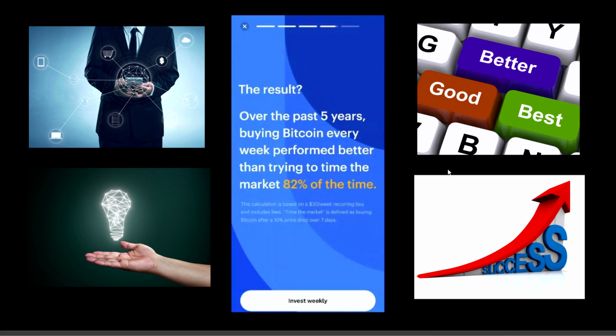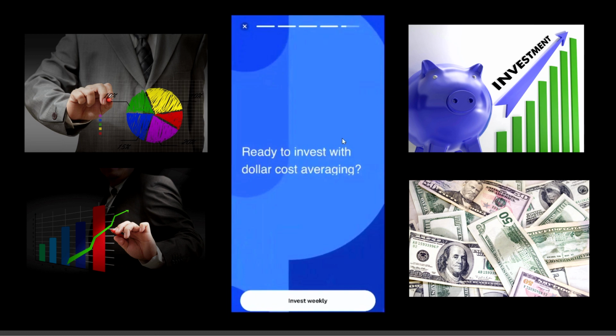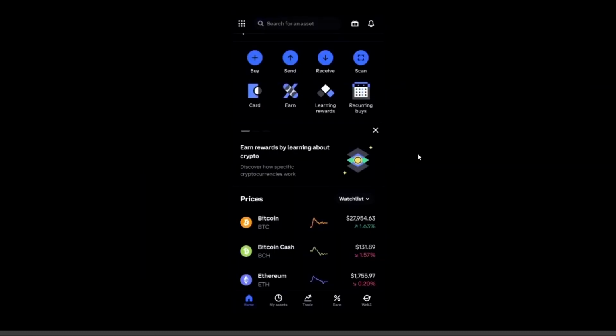Very interesting. So are you ready to invest in dollar cost averaging? Absolutely. So let me log in. Let me show you what I'm buying. Here I am logged into my Coinbase account. From here on, it's very easy. All you need to do is click buy now right up here in the left-hand corner.